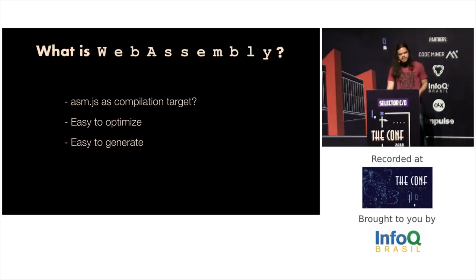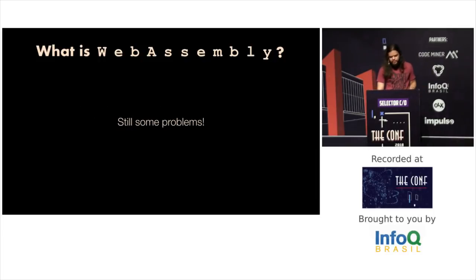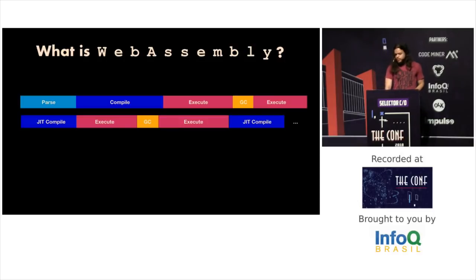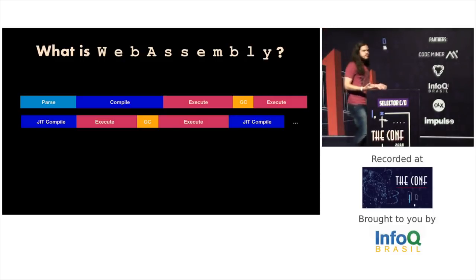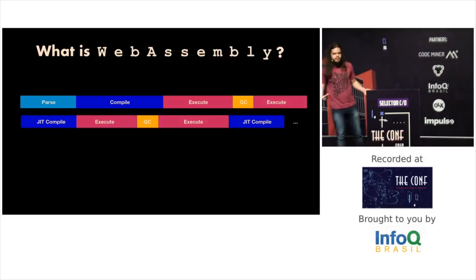So awesome.js is easy to optimize, it's easy to generate, and it can be even smaller than JavaScript when minified because you're doing less kinds of operations and you're doing mostly operations that minify well. But it's still not a perfect solution. So let's look at how JavaScript executes. When you get some JavaScript code, you need to parse the JavaScript, then you need to compile it, because even though JavaScript is a dynamic language and a lot of people will call it an interpreted language, JavaScript is actually compiled by every browser which handles JavaScript.